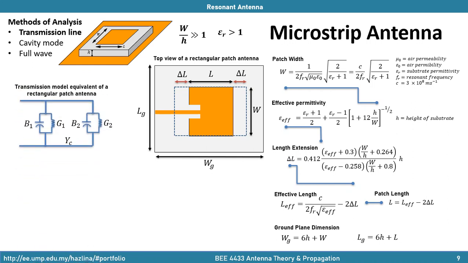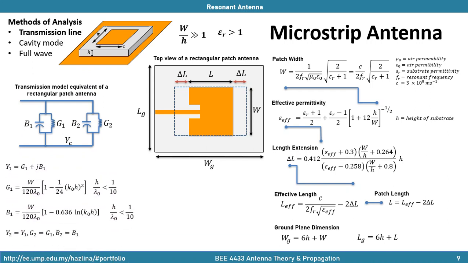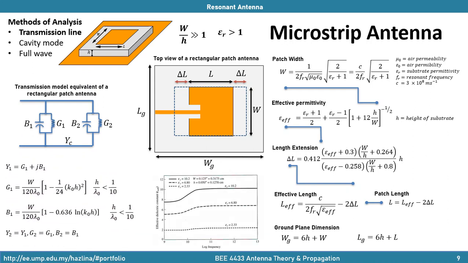The transmission line equivalent circuit model is as shown here, and the values of impedance and reactance are calculated as follows. This graph shows the effect of different effective dielectric constants to the performance of the microstrip antenna.